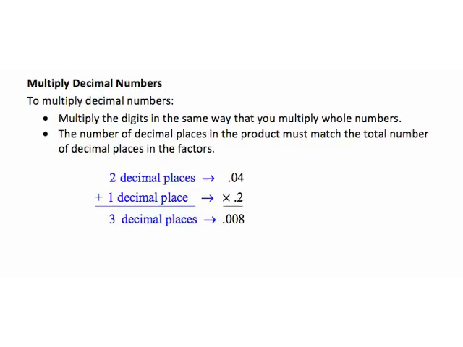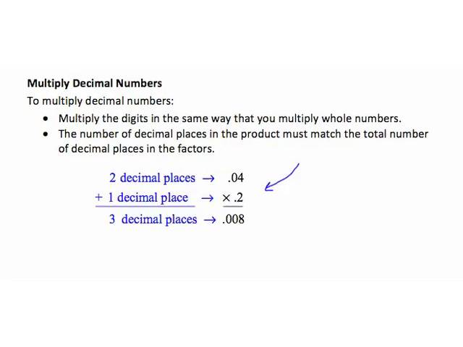Multiply decimal numbers. To multiply decimal numbers, multiply the digits in the same way that you multiply with whole numbers. The number of decimal places in the product must match the total number of decimal places in the factors. Taking a look at our example here, I have 0.04 times 0.2. We're going to start by multiplying the numbers the same way that we did with whole numbers. So 2 times 4 is 8.